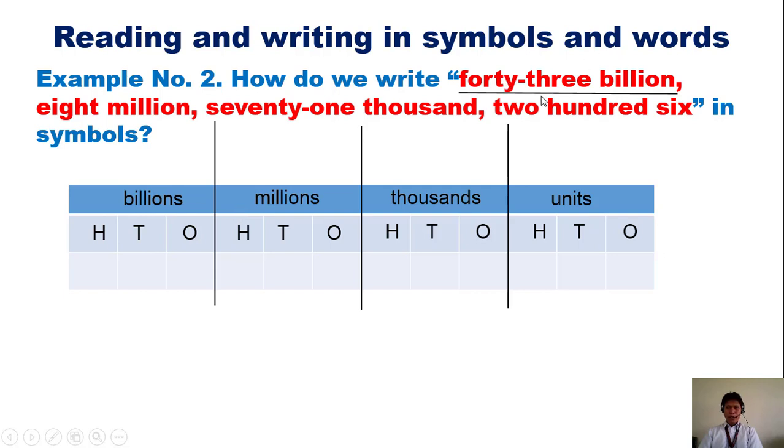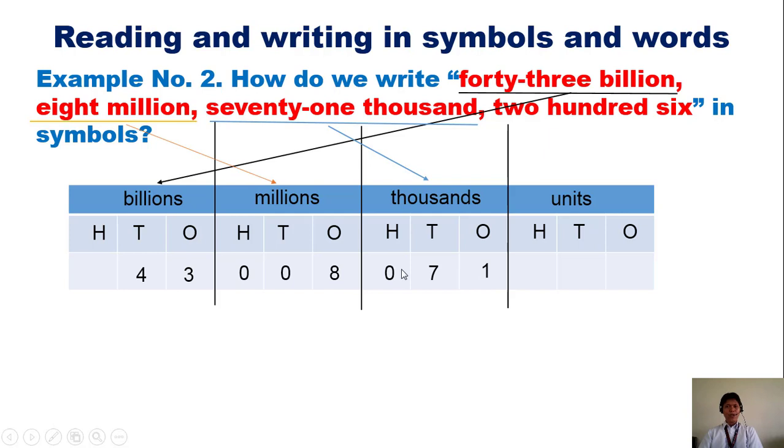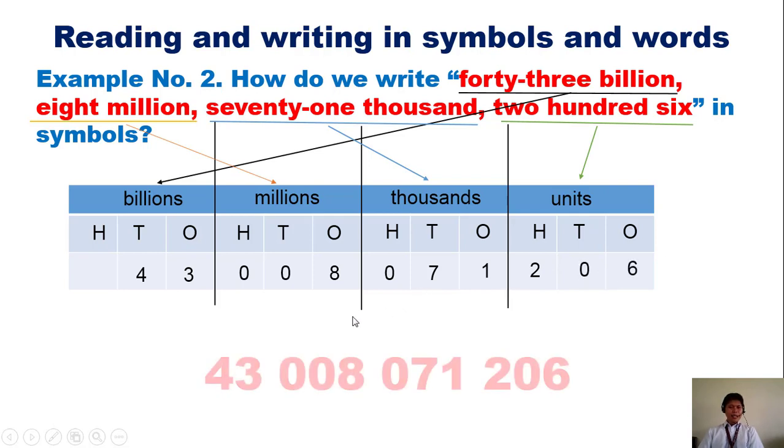Next is we are going to start from the first one. We have 43 billions. It is in the billions period. So we are going to write 43. Since 43, you don't need to write 0 because it is the start, and a number cannot start with 0, unless there is a decimal point. So it is 43. Next is 8 million. So it is a millions period. So this is 8. And this must be 0. This time we need to write zeros. Next is 71,000. So it is in the thousands period. We have 71. And this should be 0. And 206. This 200. In the units period, we have 206. Therefore, we can write this in figures or in symbols using this 43, and then 008, 071, 206.